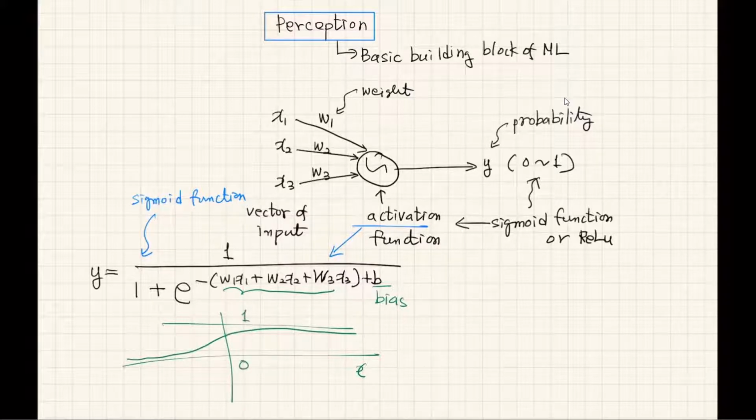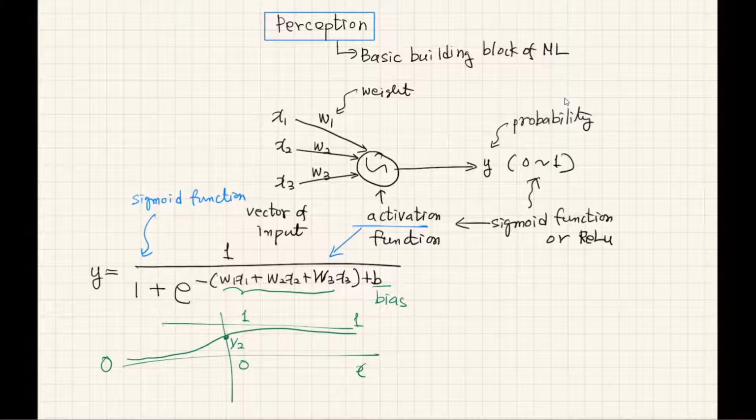If x is infinite, then exponential minus W1x becomes 0. If almost 0, then it will become 1. However, if x is minus infinite, this exponential function becomes infinite. So 1 divided by infinite, it becomes 0. And when this summation input of this activation function is becoming 0, usually it crosses half.